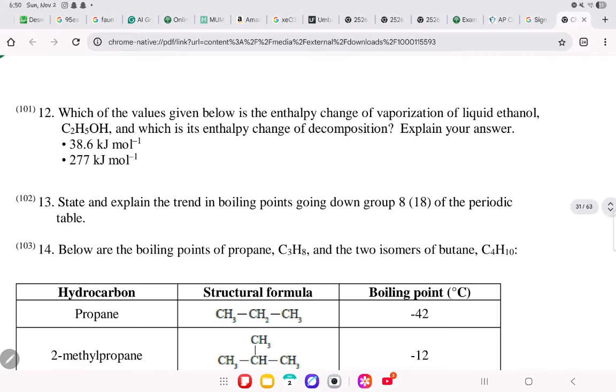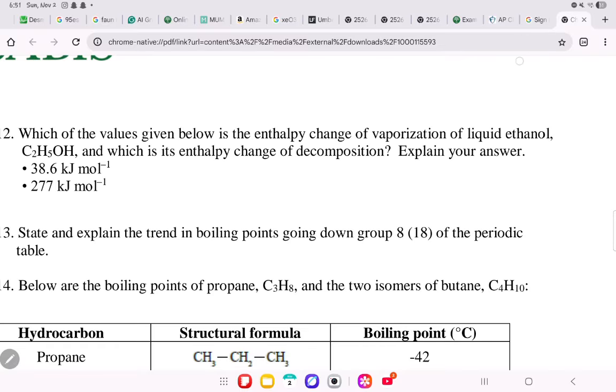Which of the values given below is the enthalpy change of vaporization of the liquid, and which is the enthalpy change of decomposition? What did we say? We said enthalpy change of vaporization is used to break the intermolecular forces, which are weaker than the intramolecular forces. Because intermolecular forces only change the state, they require not as much energy as is needed to decompose or break down. Because, as we said, intermolecular forces are weaker than ionic, weaker than covalent, weaker than metallic, right? So this for sure is going to be the decomposition. And on top, it's going to be the vaporization.